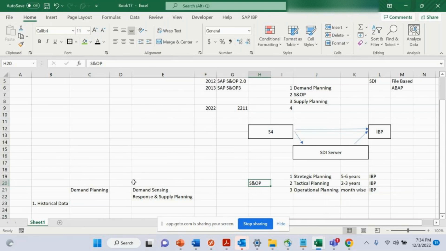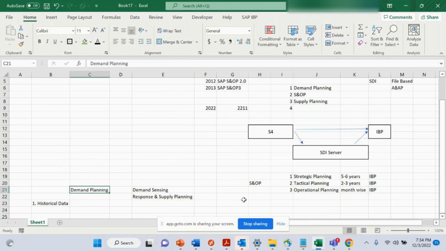In SNOP demand planning, we do not have all the features which SAP provides in the demand planning license. When it comes to licenses, when our client buys IBP from SAP, IBP comes with certain licenses. They will give the demand planning license, and based on that, we will do the planning.